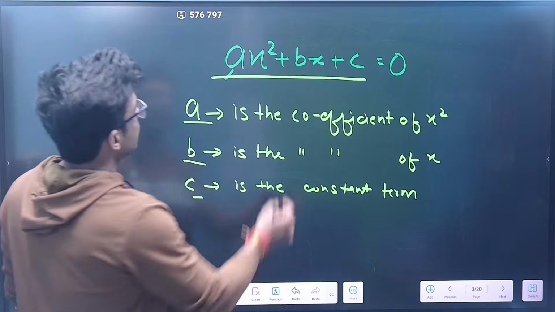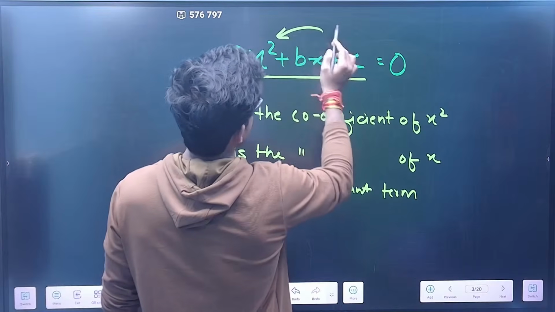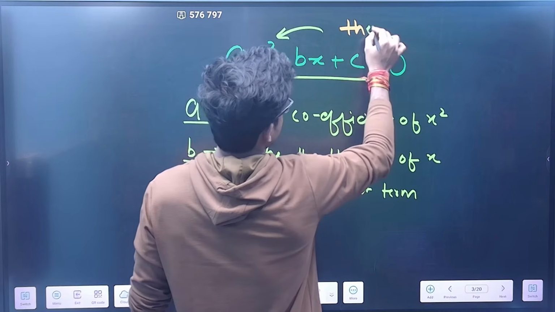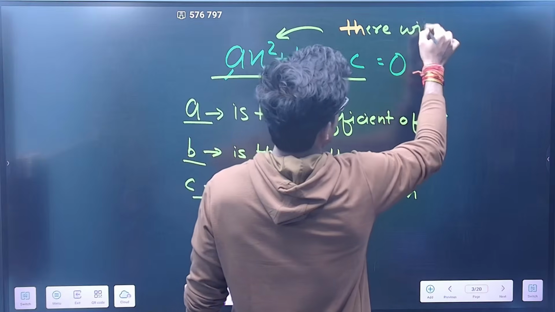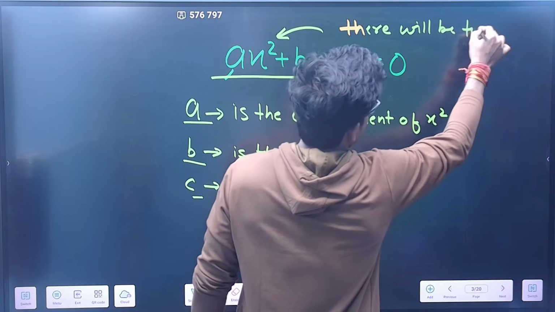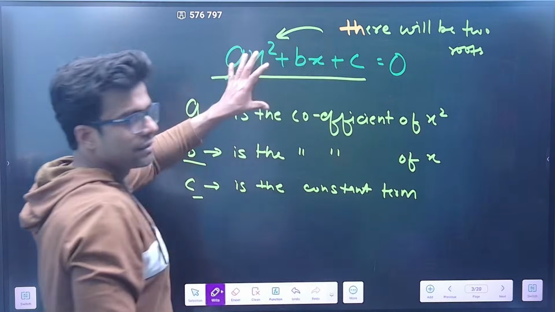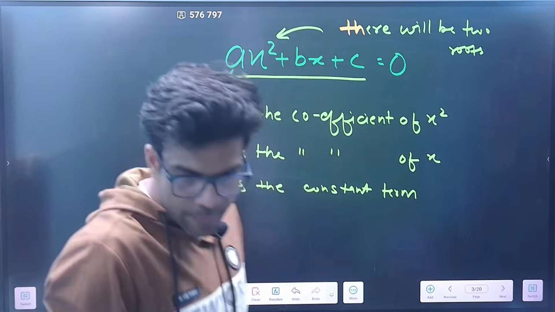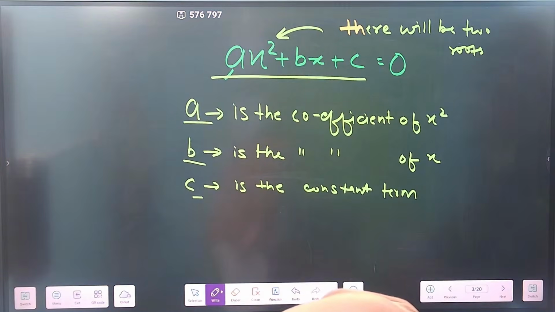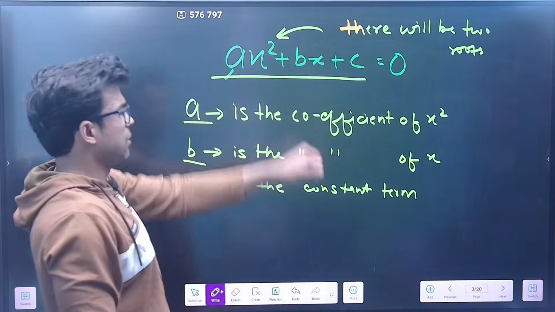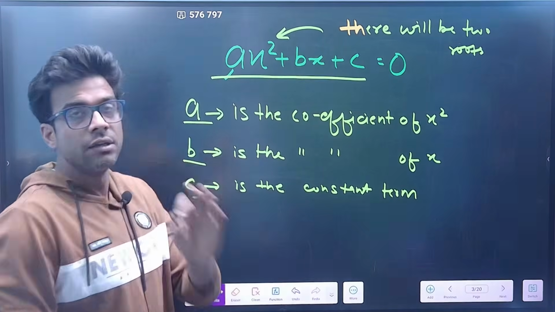When the power is 2, always remember there will be two roots, which will satisfy this equation. Means the two roots you will be getting will satisfy the equation. Okay, this is the first thing.